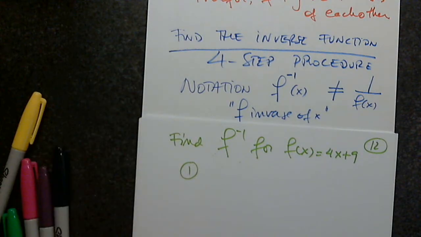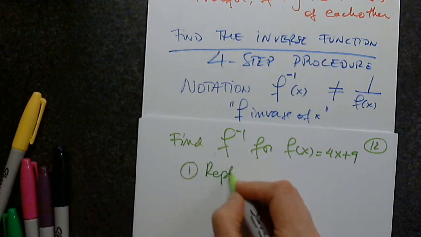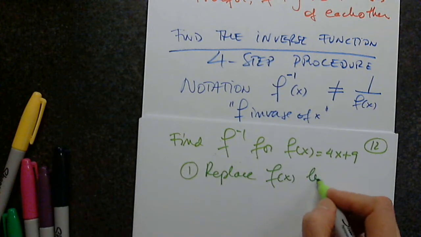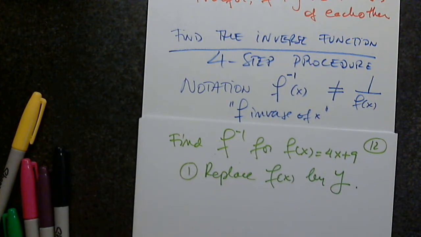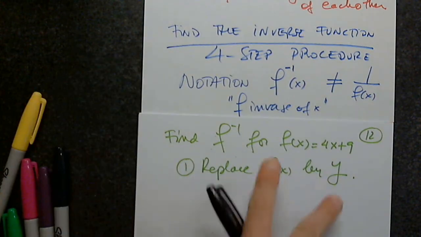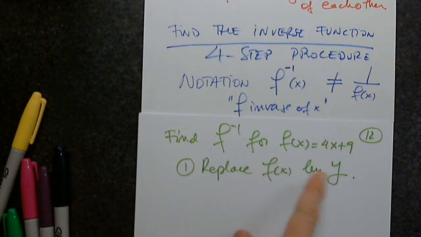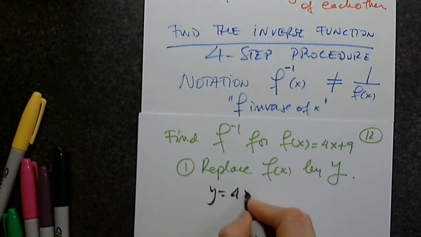Good. So in step 1, we replace f of x by y. Now I'm going to ask you, will you allow me to do that? You can say, no, you can't. Or yes, they are the same. If f of x and y are not the same, then you will not allow me to replace f of x by y. But they are the same. They're measured on the same y-axis. When we say f of x or we say y, we mean the same thing. So then y equals 4x plus 9.